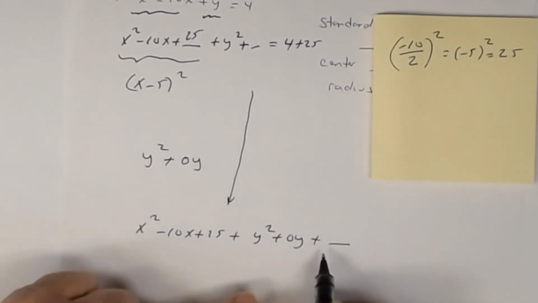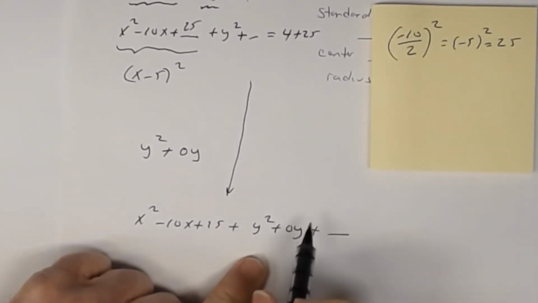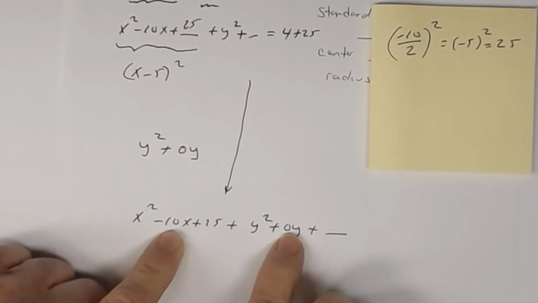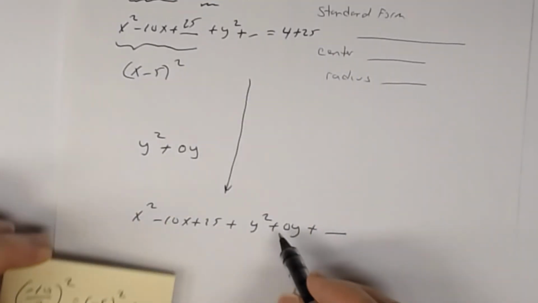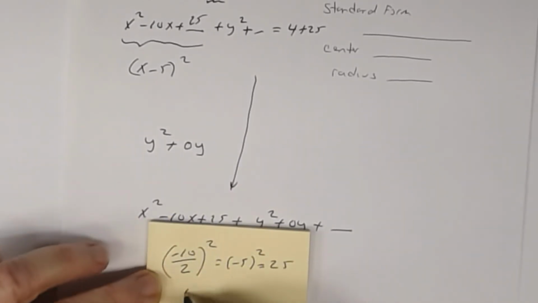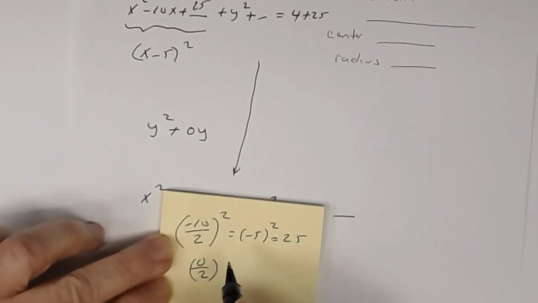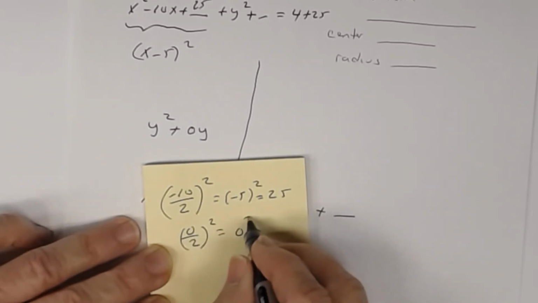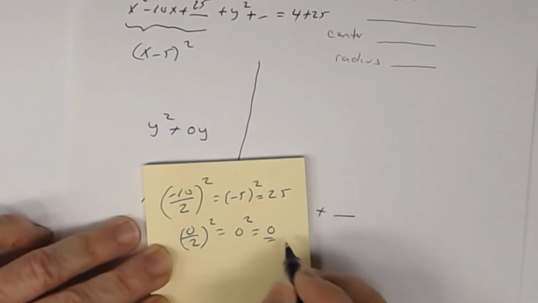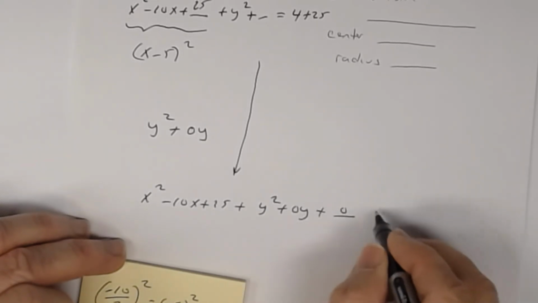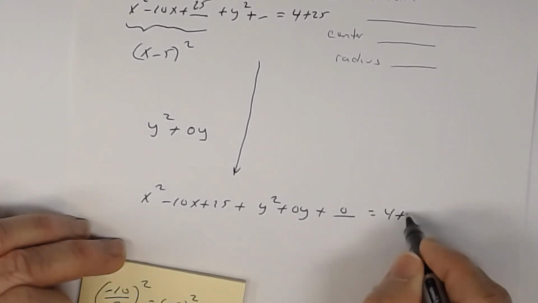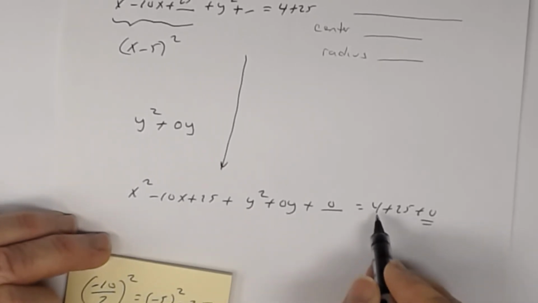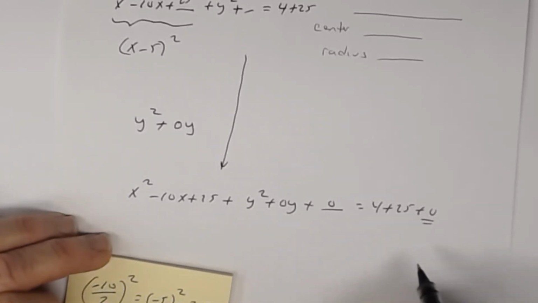All right, so notice that y squared plus 0y is still y squared. So I have an x term and I have a y term now. So if you take the coefficient of y, which is 0, divide by 2 and then square it, 0 divided by 2 is still 0, and 0 squared is still 0. So you're going to add 0 to both sides. So notice I still have 3 numbers here. So 4 plus 25 plus 0.